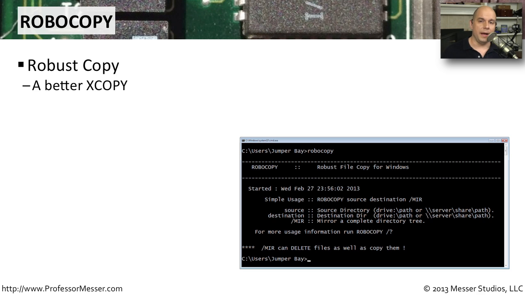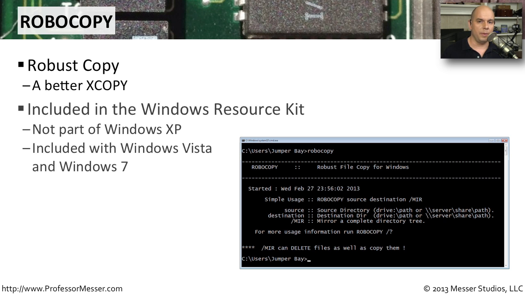If you want the ultimate copy command in Windows, however, you need robocopy. Unfortunately, there are no robots associated with robocopy. Robo stands for robust copy. And this is a very robust copying application. This program is part of the Windows Resource Kit. So if you're running Windows XP, you have to download the Resource Kit to use robocopy. But if you're already running Windows Vista or Windows 7, it's already included.